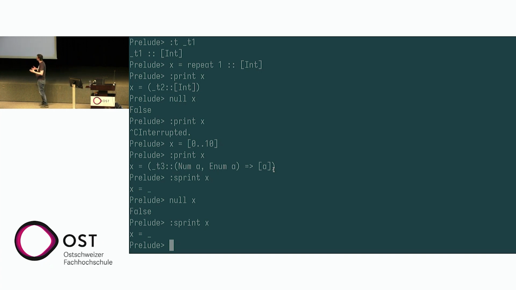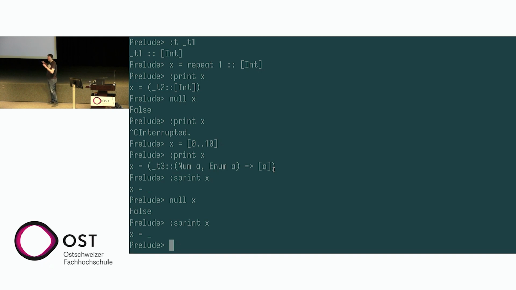So the only thing we need to know is that the thing in the list is in the Num class so that we can use these integer literals, and in the Enum class so that we can use the range syntax. But otherwise, it's unspecified. And the way this is translated is to a function. So x is effectively a function that takes an implicit argument, or even two implicit arguments, depending on how you want to look at it: the Num a and the Enum a dictionary for the type that you're eventually using, right?